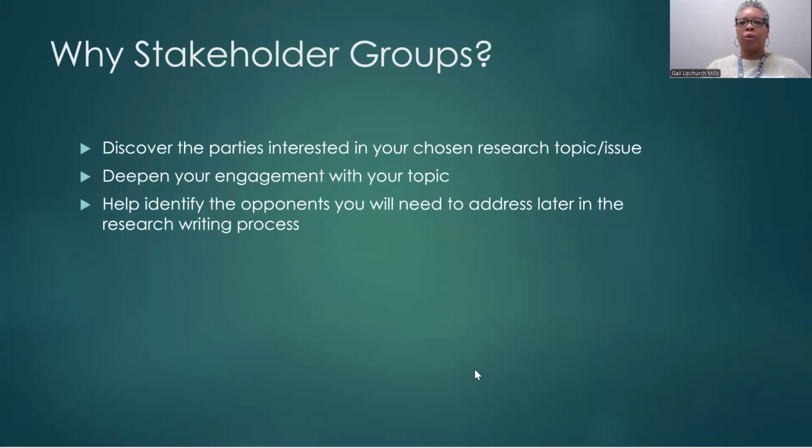So why stakeholder groups? Stakeholder groups are important for students working on research papers for a few reasons. One, it helps students discover the parties interested in their chosen research topic or issue. It helps to deepen their engagement with their topic, and it also helps students identify opponents they'll need to address later in their research writing process.